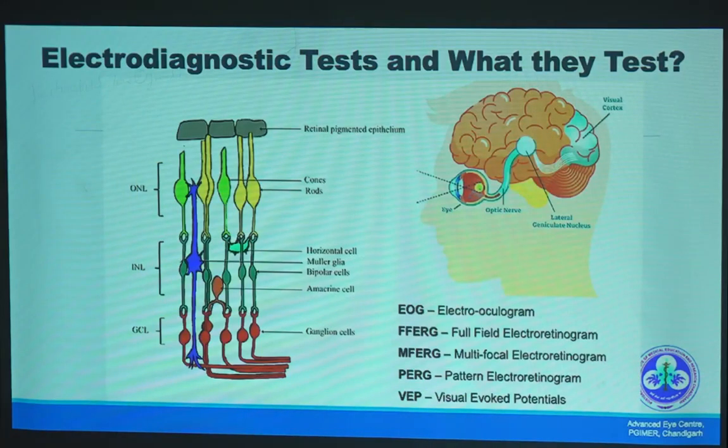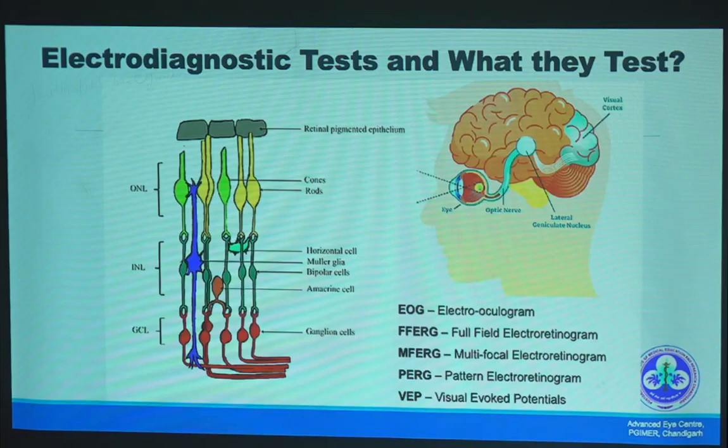So just getting a gross overview of what all tests we have and what they test. It's the entire visual pathway that we want to test, and each of the tests tests something specific in the visual pathway, and each of the components of the test further tests something specific. If you know that, then you can interpret these tests better and know what the problem is.